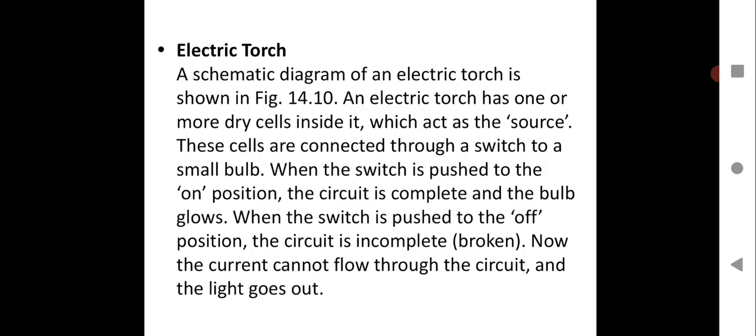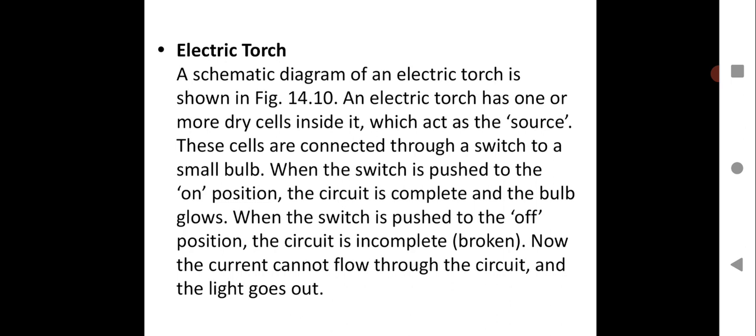Now, since we are learning about the electrical devices and the sources of electricity, let us see a simple device, the electric torch, and how it works. You have a schematic diagram of an electric torch shown in figure 14.10. I'll show you in the next slide.